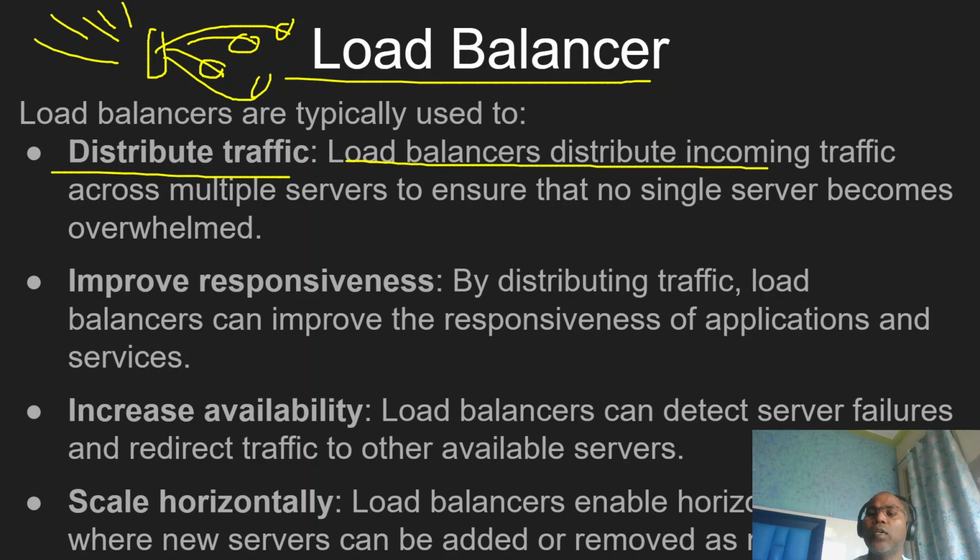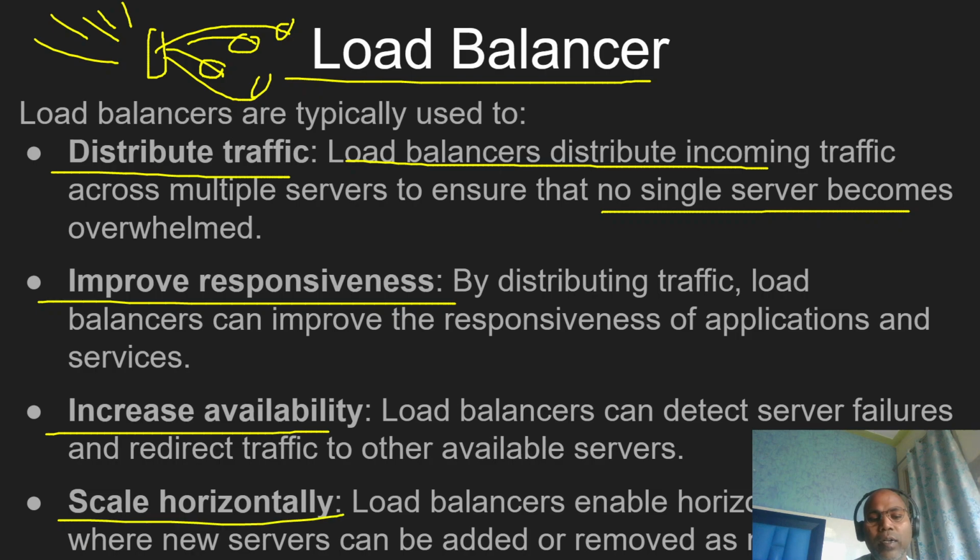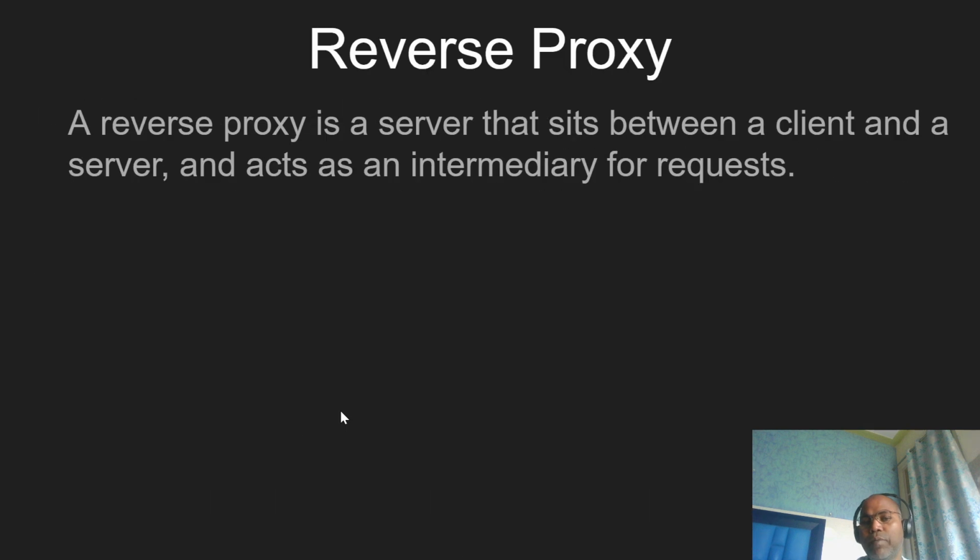The load balancer distributes incoming requests across multiple servers to ensure that no single server becomes overrun. And you may want to improve responsiveness, increase availability, and scale horizontally. So these are the major criteria where you have to use a load balancer: distributing traffic, improving performance, increasing availability so the system is available 24 by 7, and letting your system scale horizontally. Then we can use a load balancer.